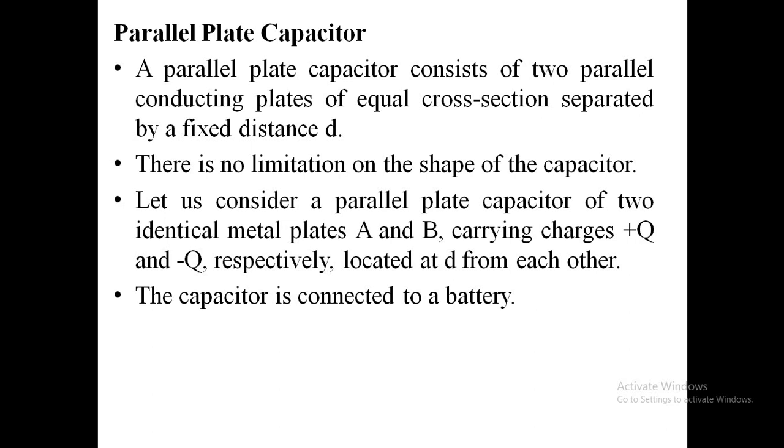Parallel plate capacitor. A parallel plate capacitor consists of two parallel conducting plates of equal cross section that are separated by a fixed distance d. There is no limitation on the shape of the capacitor. Let us consider a parallel plate capacitor of two identical metal plates A and B that are carrying charges plus Q and minus Q respectively and are located at a distance d from each other. The capacitor is also connected to a battery.